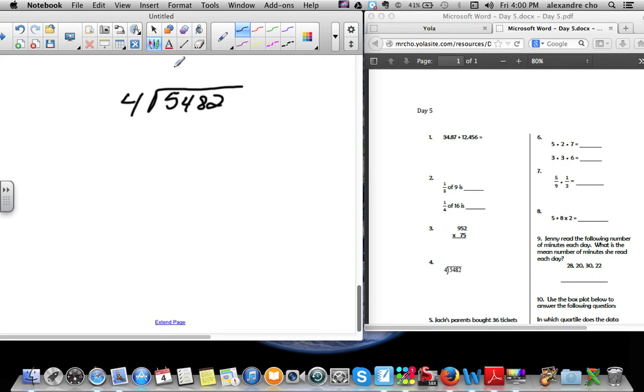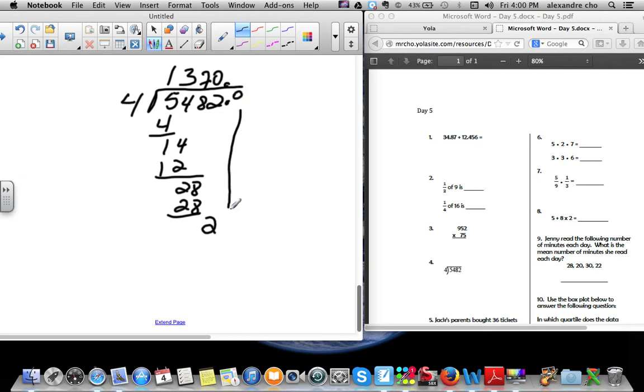Next one, 5,482 divided by 4. 4 goes into 5 once, 4, leaves 14, and 4 goes into 14 3 times, which is 12. Bring down the 8. 4 goes into 28 7 times, which is 28. Then bring down the 2. 4 does not go into 2, so you're going to put a 0 here. And you can continue by adding a decimal, which allows you to bring an extra 0 down. Okay, and 4 goes into 20 5 times. So 1,370.5 is your answer.